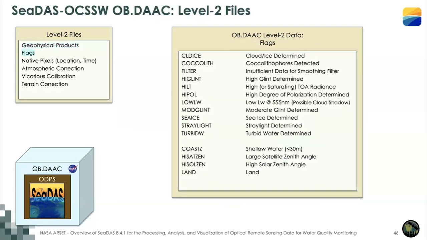And each of these level 2 files has flags, and we'll illustrate that a little in the live demo. So this is a listing of flags that you can come back to. Each pixel not only has its chlorophyll value, or whatever the actual data value is, but has this additional value to indicate the quality of the data.